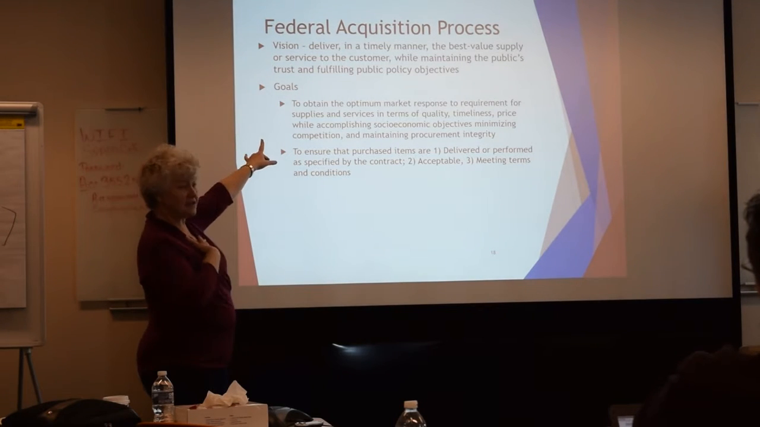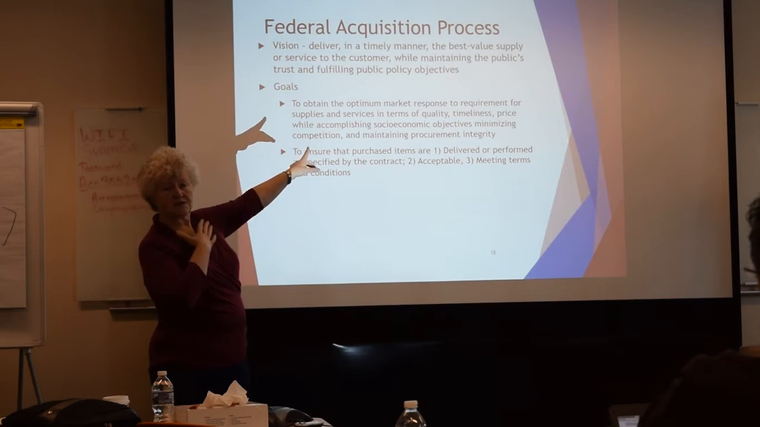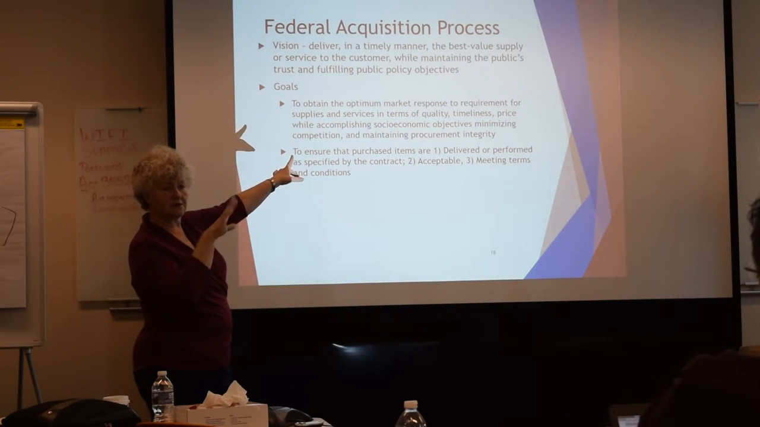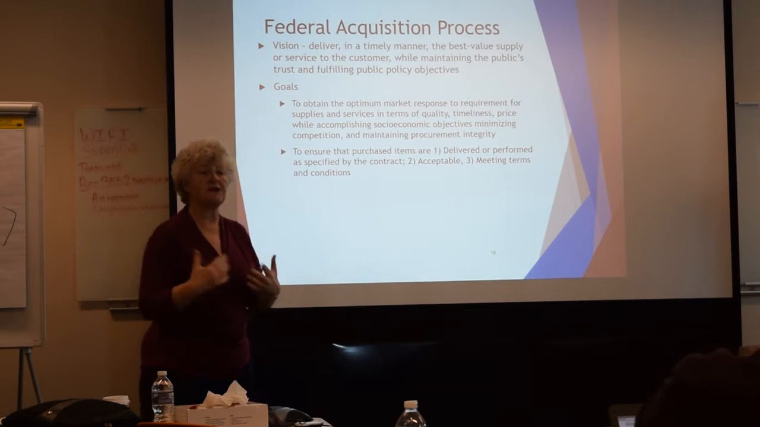So they want to maintain our trust because when those $600 toilet seats show up in the Washington Post, we as taxpayers get very nervous about the whole contracting process. And they want to fulfill their public policy objectives, meaning they want to meet their mission.